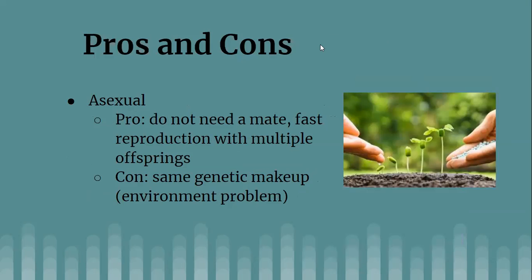So asexual reproduction does have its pros and cons, just like sexual reproduction. Asexual reproduction does not need a mate, so fast reproduction with multiple offspring can occur. Since they don't need a mate, they can just reproduce as many times as they need to make that new generation. But the issue with that is that they have the same genetic makeup. So this is a large problem in our environment.